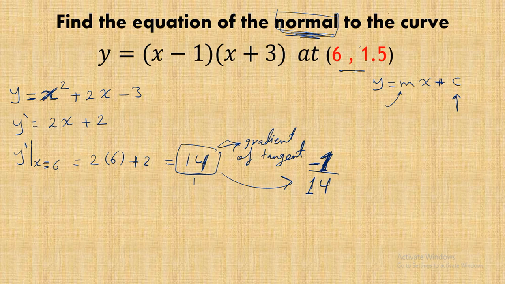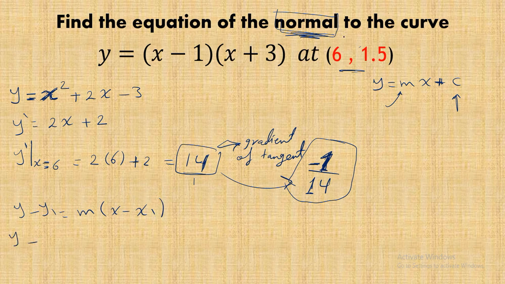So the difference between equation of tangent and the equation of normal is the value of the gradient. This method gives directly the gradient of tangent. To find the gradient of normal, just upside down, change sign, and substitute in this form. Y minus y1 equals m multiply x minus x1. Y minus, here it's x1 and y1. It will be 3 over 2 equals negative 1 over 14 x minus 6.